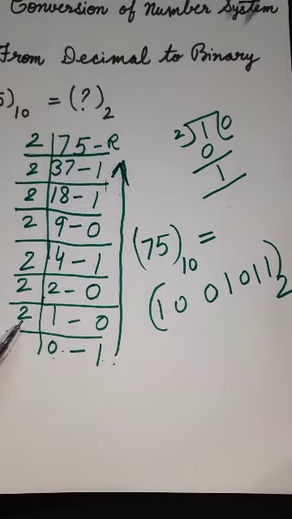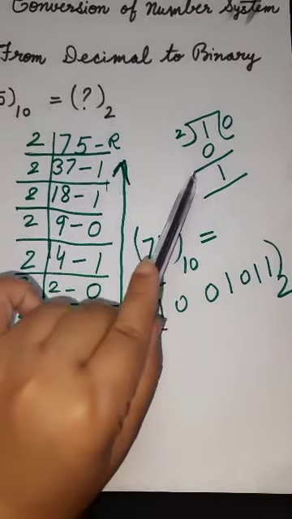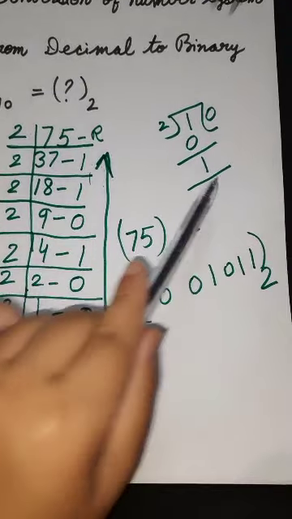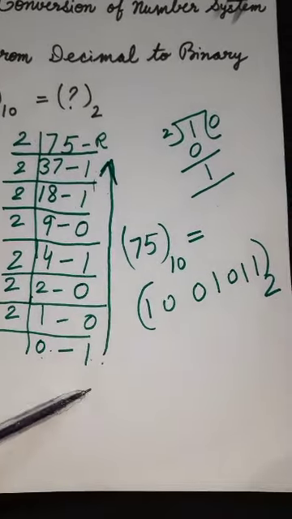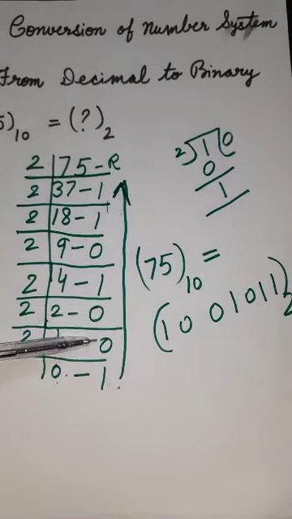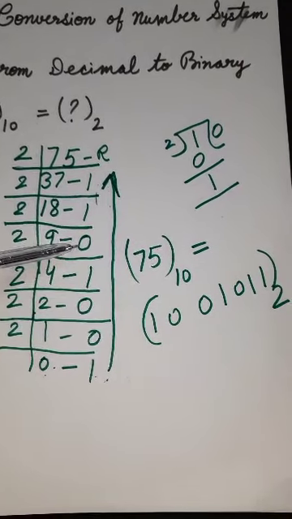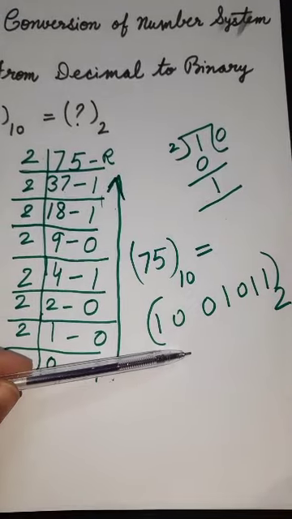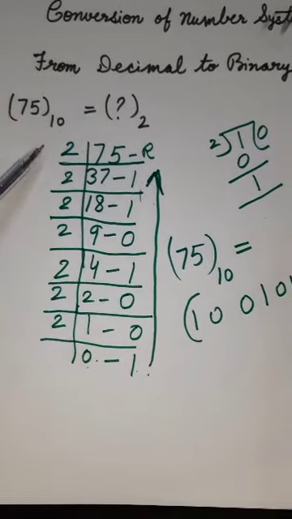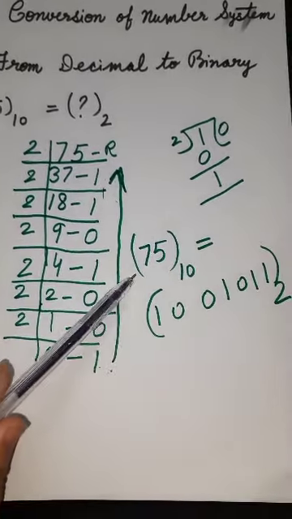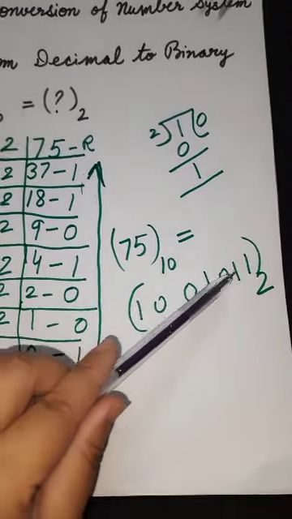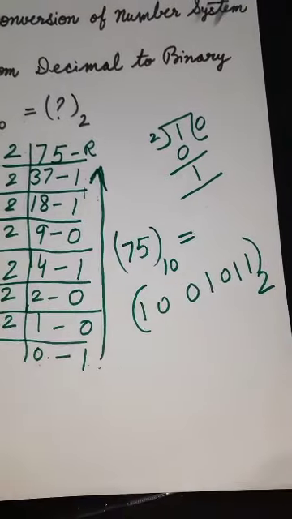1 divided by 2, quotient will be 0 and remainder will be 1. So this 1 0 0 1 0 1 1 to the base 2 is the binary number of 75. 75 to the base 10 is equal to 1 0 0 1 0 1 1 to the base 2.